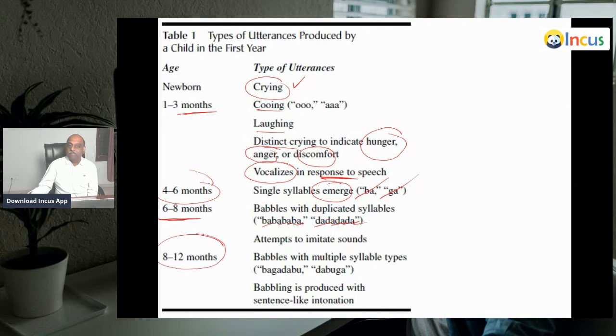8 to 12 months, babbles with multiple syllable types. Bagadabu, dabugu, etc. So babbling is produced with sentence-like intonation between 8 to 12 months. So it is always very interesting.